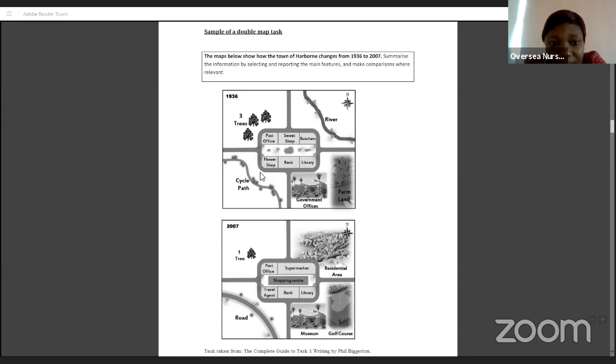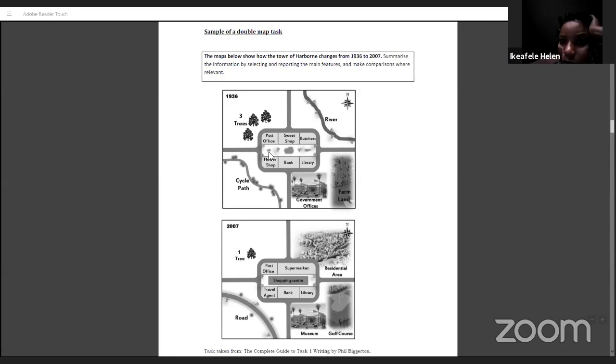Overall, there has been a significant transformation on the southwest, with the construction of a major road in 2007 instead of the circle path that existed previously. Do we understand what I'm doing?